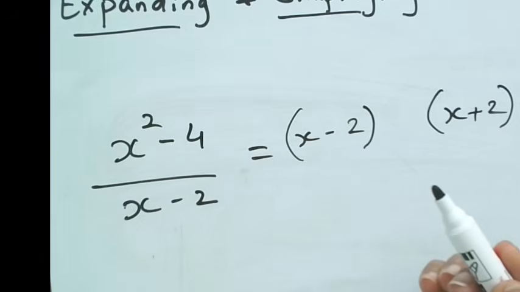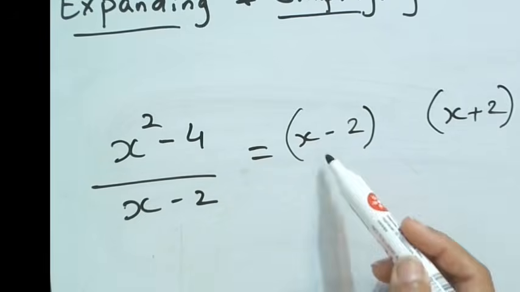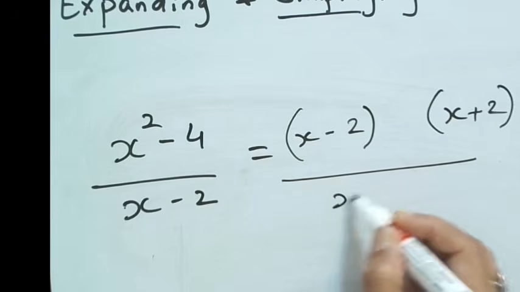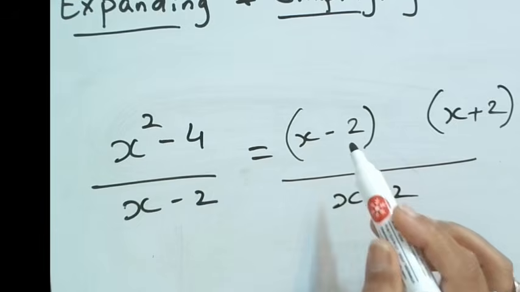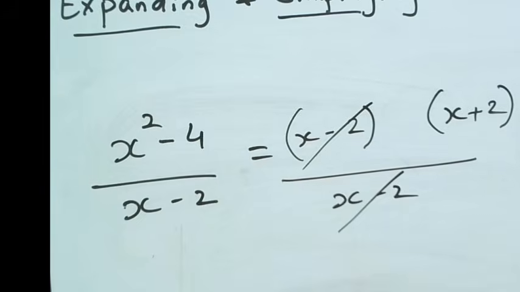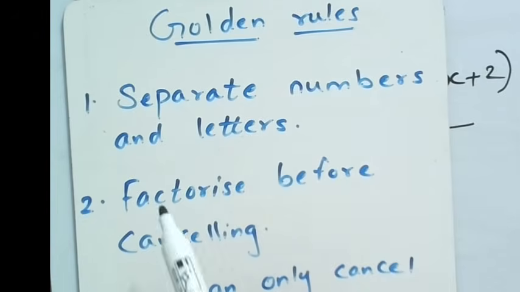And you can cross check your answer if you want. x times x is x square. Positive, negative make negative. 2 times 2 is 4. Get the bottom, x minus 2, and now you can cancel it. So you're going to cancel the x minus 2 at the bottom with the x minus 2 at the top. And then you are left with only this. This is your answer then: x plus 2.